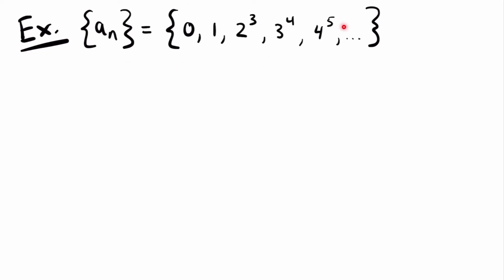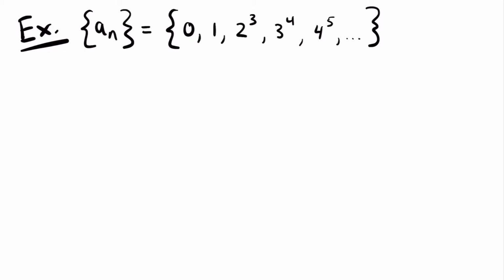All right, so here's our next example. We have the sequence a sub n is equal to this list of terms. We have 0, 1, 2 to the third power, 3 to the fourth power, and then 4 to the fifth power, and then this would continue on from there. In this case, we aren't given an expression for the nth term of our sequence, we are just given some of the terms of our sequence.